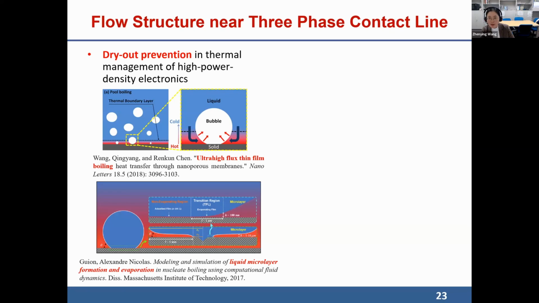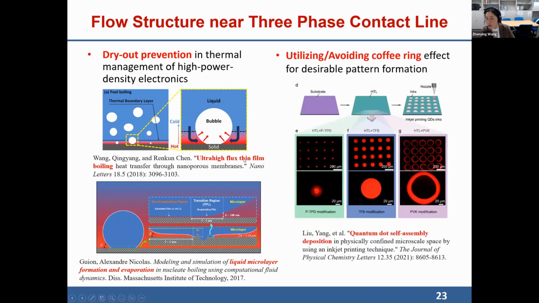So we did some more thinking and some more exploration on the flow structure near the three-phase contact line. The flow structure near the three-phase contact line not only plays an important role in the evaporation of droplets. It is also highly related with, for example, boiling. In boiling, there will always form an ultrathin film. In this case, the flow structure near this three-phase contact line also matters for the efficiency of the boiling heat transfer. And for avoiding or utilizing the coffee ring effect, it is also highly related with the flow structure near the three-phase contact line.